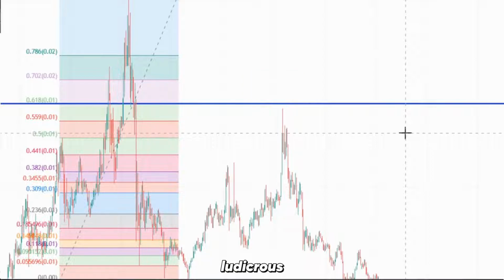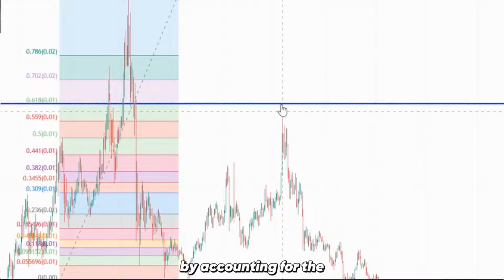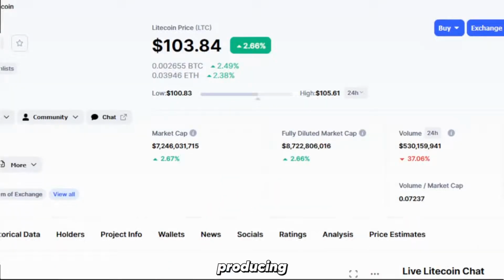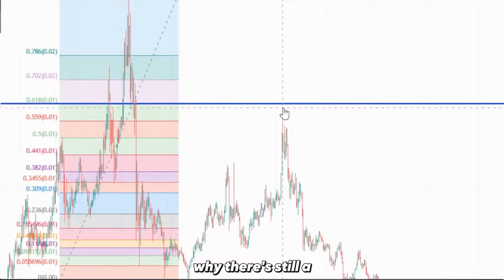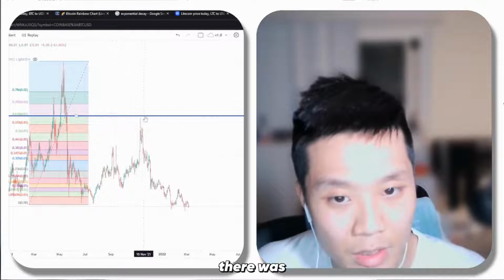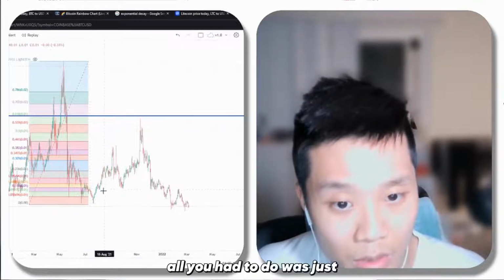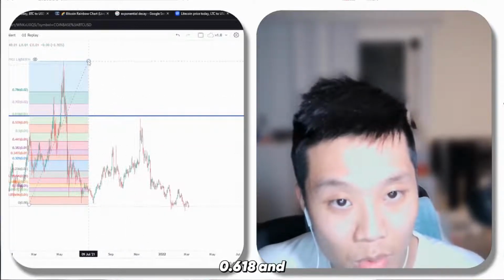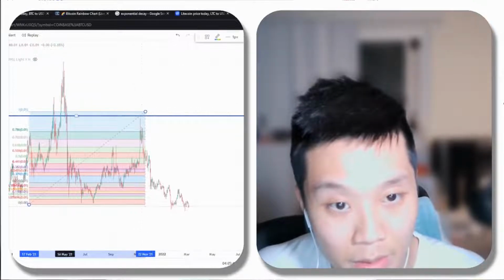That's absolutely ludicrous. And this is what I mean by accounting for the difference in terms of Litecoin production. Because Litecoin's producing, there's still a variability, so you have to give some leeway. And then there was another way to measure this top. All you had to do was draw from here to here, from 0.618, and you will be able to predict it here. You know what I mean?